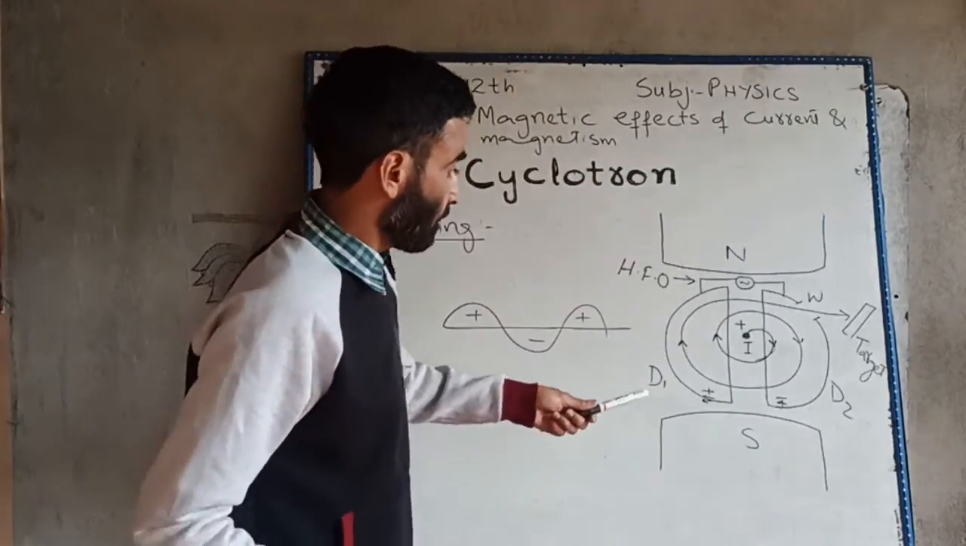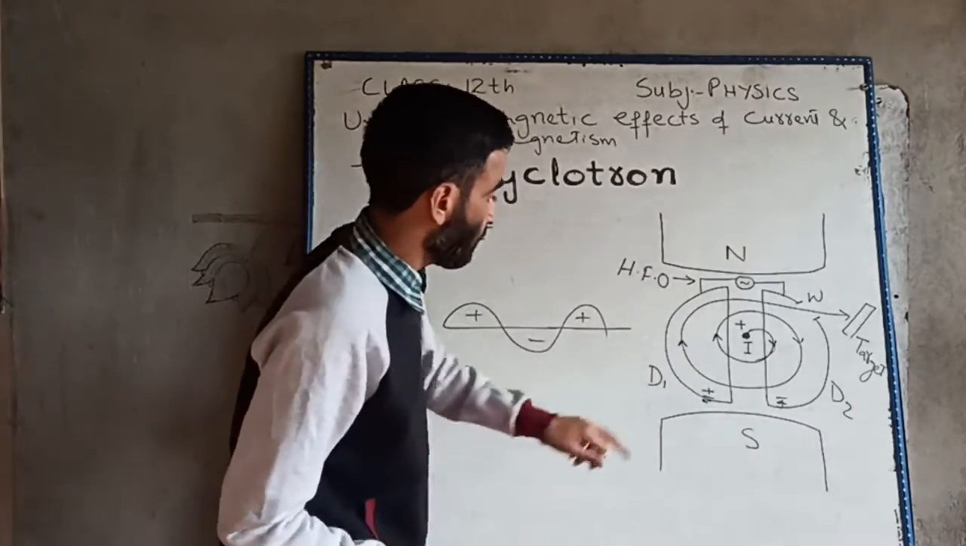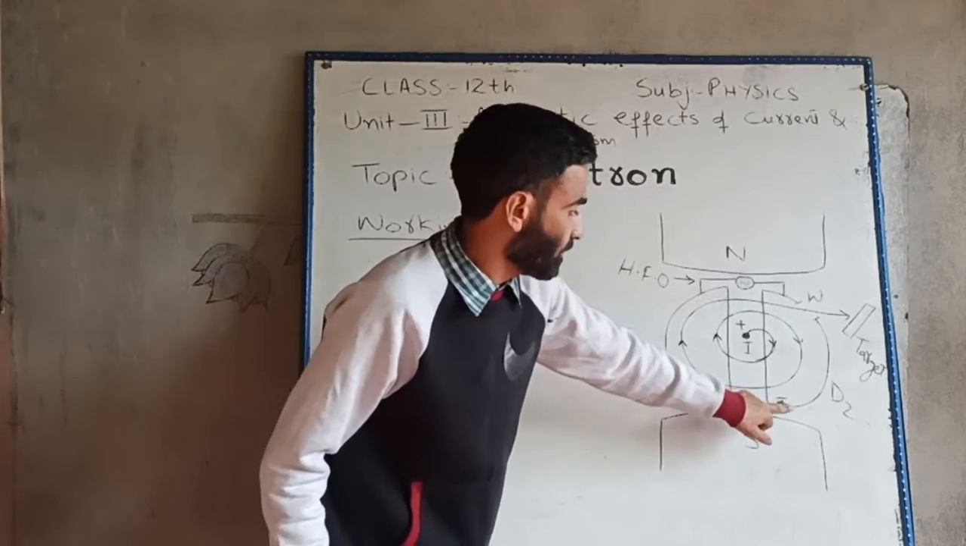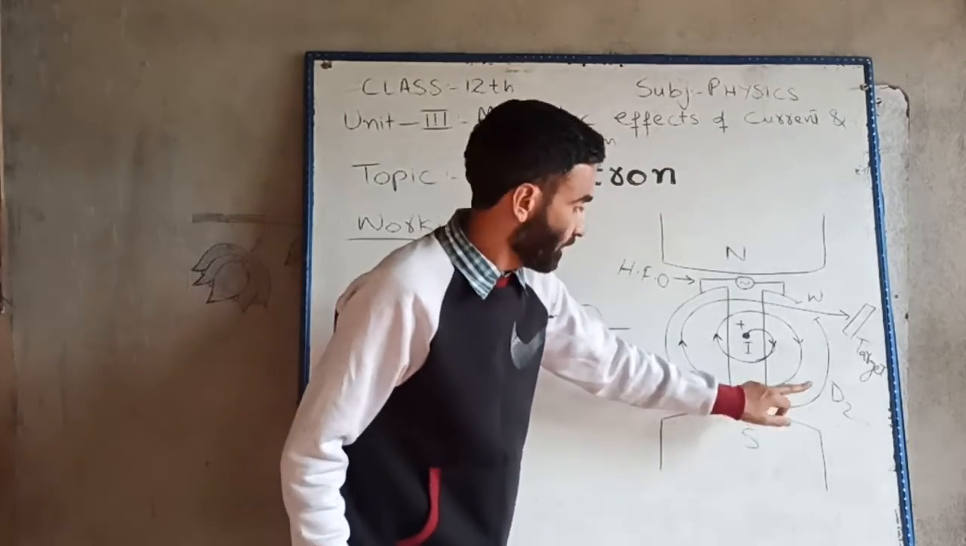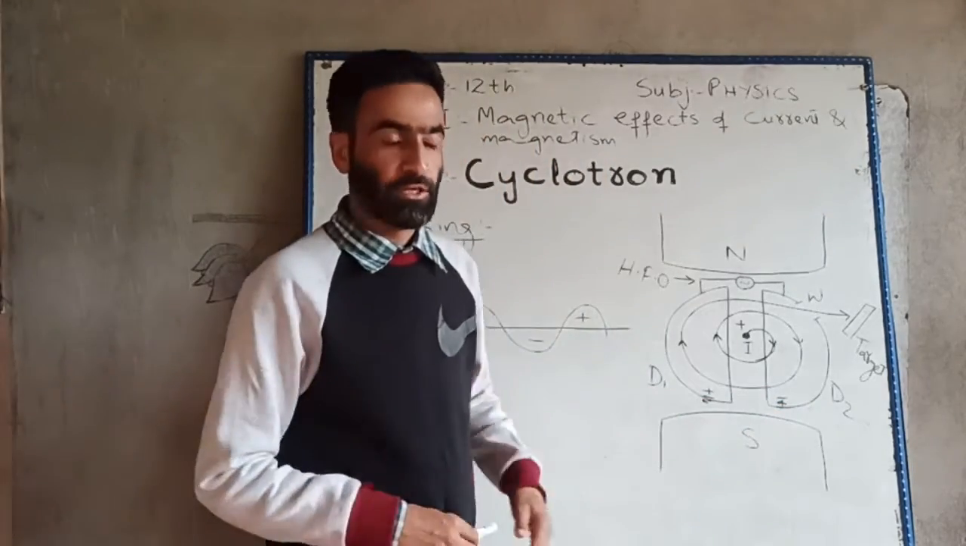Now for the next half of this first cycle, D2 becomes positively charged, meaning D2 is at positive potential, and D1 now comes at negative potential.